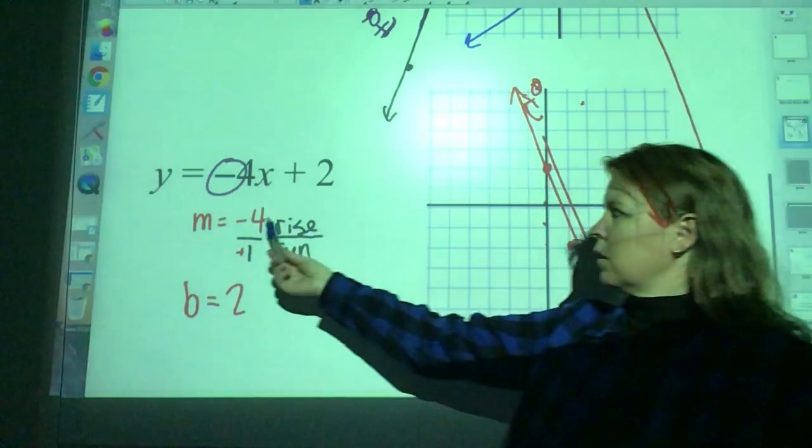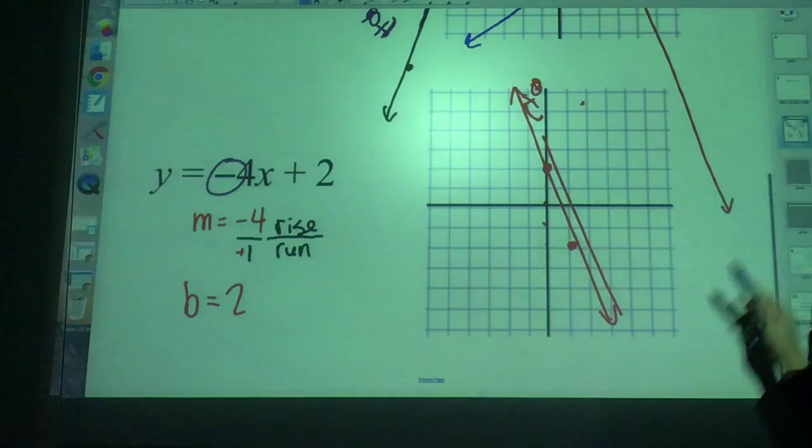So double check when you're done graphing. If it's negative, it's downhill. If it's positive, it's uphill.